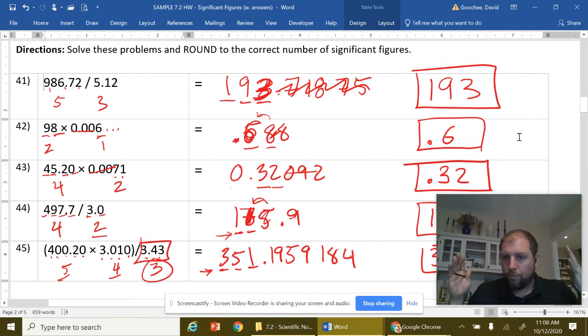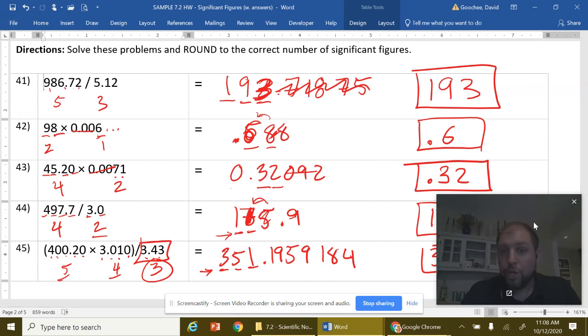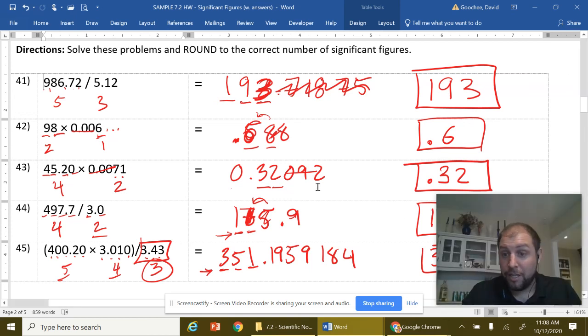So that's how you do these problems. For multiplication and division, all right, you just plug your numbers into the calculator, write down your answer, and then you have to round it. Look at the numbers you started with in multiplication and division problems, all right? Whichever one had the fewest significant figures, that's what you have to round your answer to.